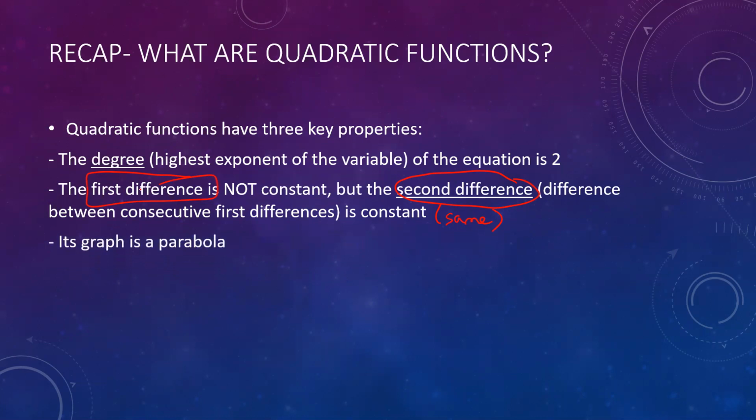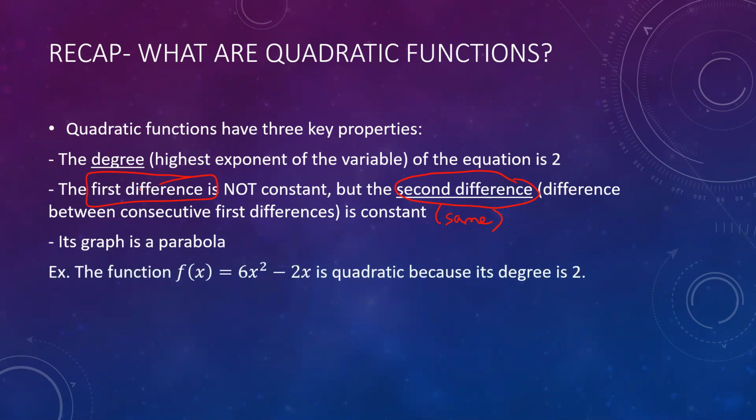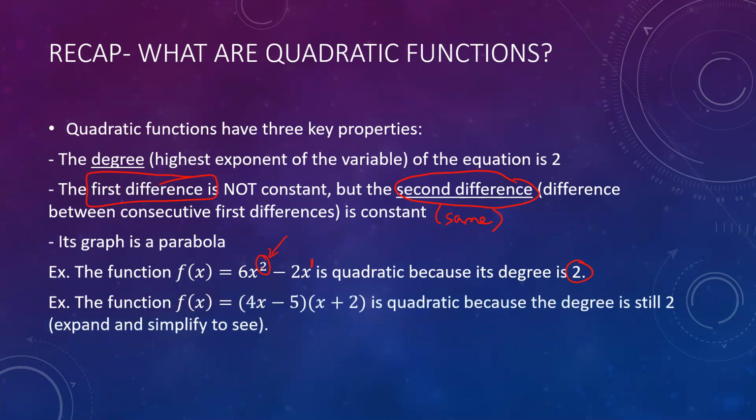And of course, its graph is a parabola, and that's probably the most obvious characteristic that we can see right away looking at a graph. As an example, this function, f of x is 6x squared minus 2x, is quadratic because its degree is 2. We can see here the highest exponent there is 2. This has a variable with exponent 1. This has x to the power 2, and so 2 is the highest exponent, so that's the degree. This one right here tends to throw people off because you might look at this and think, isn't the degree 1? Because this has an exponent of 1, and this has an exponent of 1.